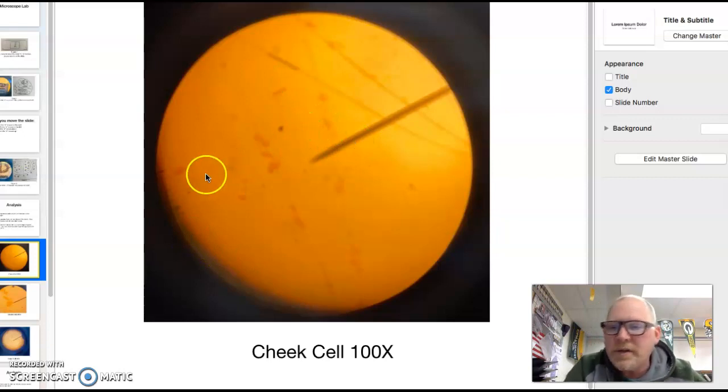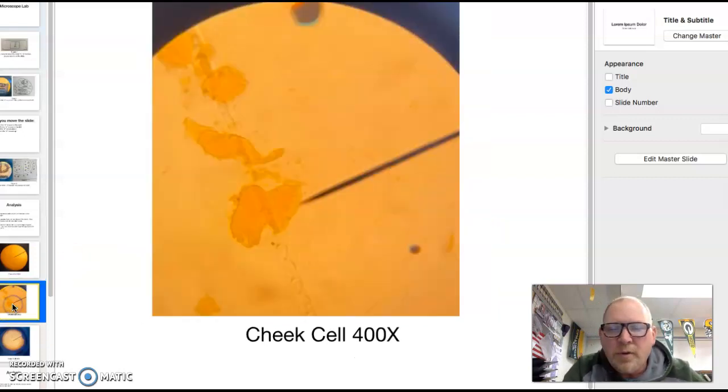So the cheek cells are pretty small. And then under 400, we magnified them even more. This line right here is actually a scratch in the slide, and lots of the skin cells or the cheek cells from inside your mouth got caught up and hooked up on this scratch, so it was easy to find them. These dots are probably air bubbles, and that's the pointer again. So this is under the magnification of 400.